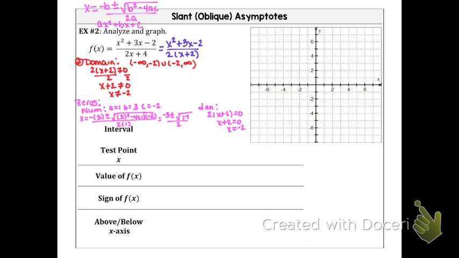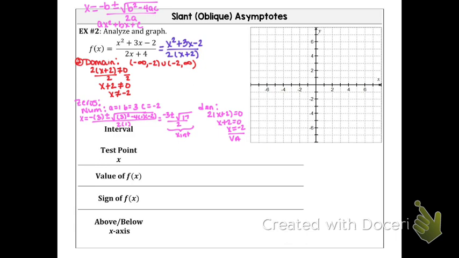All right, so we can see that we don't have any that are the same, so there are no holes. I have this that's unique to the numerator. So this is my x-intercept, both of them. And then this is unique to the denominator, so this is our vertical asymptote.